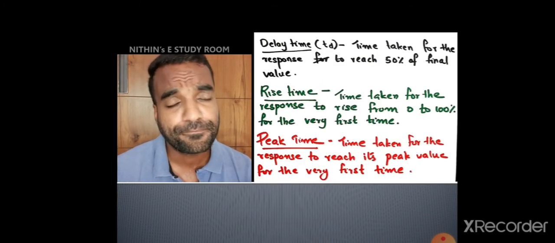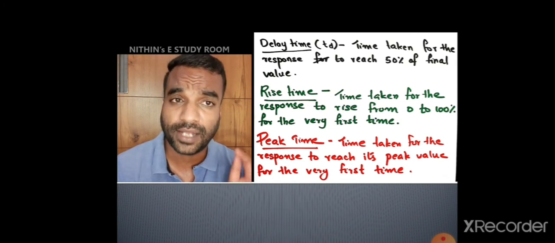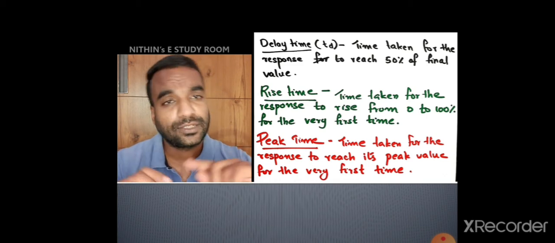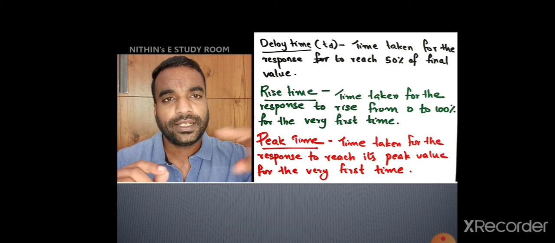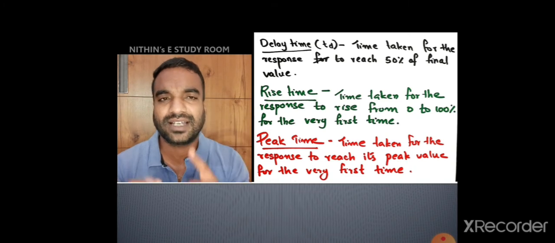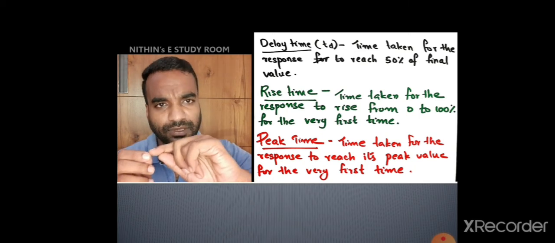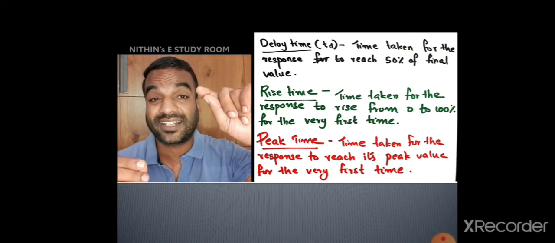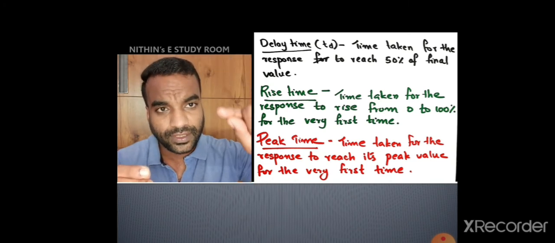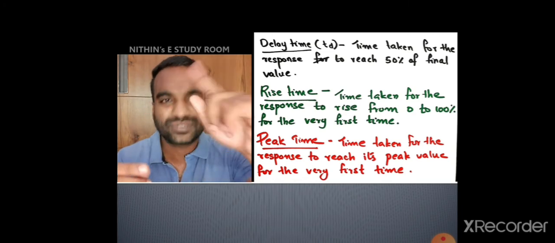Now, rise time. Rise time is nothing but the time taken for the response to rise from 0 to 100% for the very first time. It is an oscillatory behavior. So it will go to 100, and it will not stop at 100. What is 100%? 1. 100% of output means 1. So, if it starts from 0, it will not stop at 1 because it is an under-damped oscillation. It is oscillating. So it will go to some upper value, come down, and again go to 1 and shoot to some upper value because it is an oscillation.